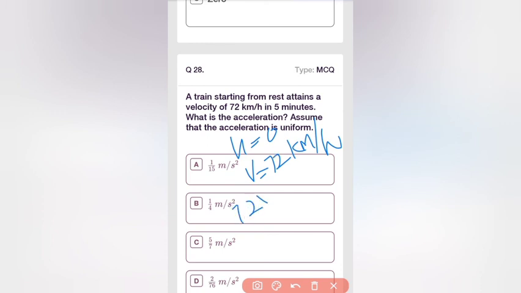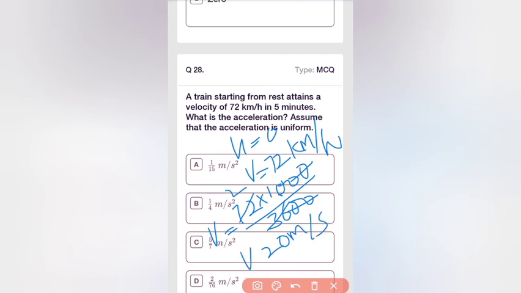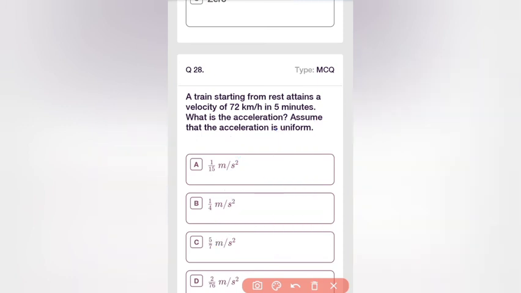So 72 into 1000 divided by 3600. Okay. And if you calculate this, that will be the final velocity. So 20 meter per second. That is the final velocity. Okay. And in 5 minutes, so they have given in minutes, so we need to convert it into seconds. So 5 into 60, it's going to be 300 seconds.